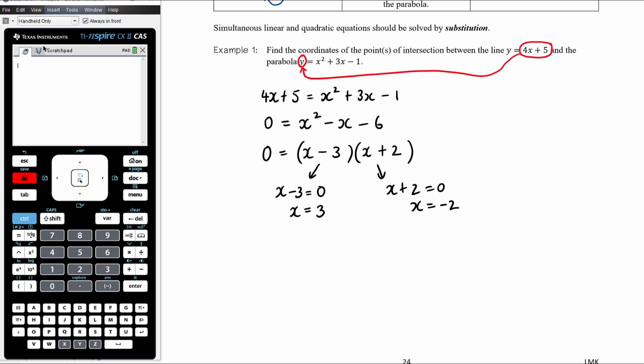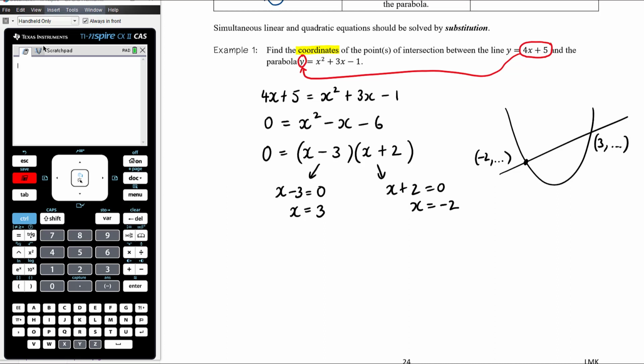Okay, so what we've done here is we've found the x coordinates of the points where the parabola and the line intersect. So we're seeing that there's 2 points of intersection. So for example, we've got a parabola and a line. We're seeing the x coordinate of this point is -2, and the x coordinate of this point is 3. Now the question asks us for the coordinates, so we want to know what the y values are.